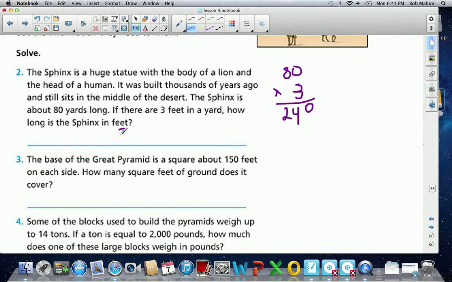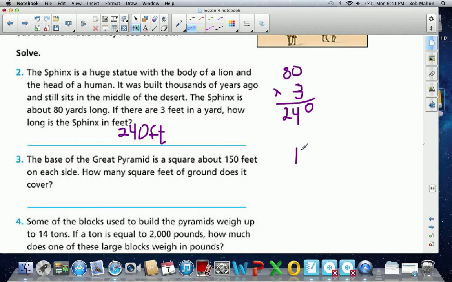It's 240 feet. And remember, that's a linear measure, so we don't need to do any squareds or anything like that. Okay, the base of the Great Pyramid, this is a square measure, is about 150 feet on each side. How many square feet of ground does it cover?